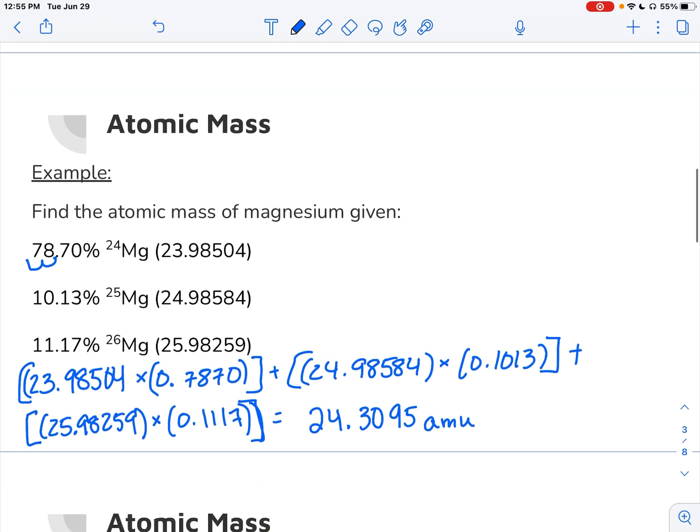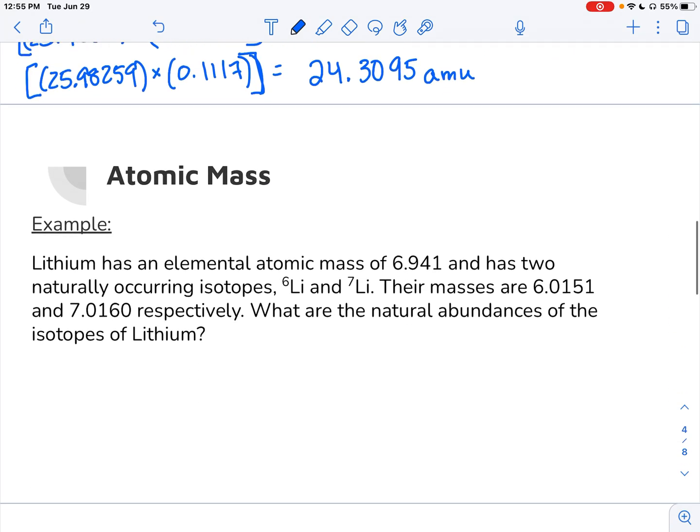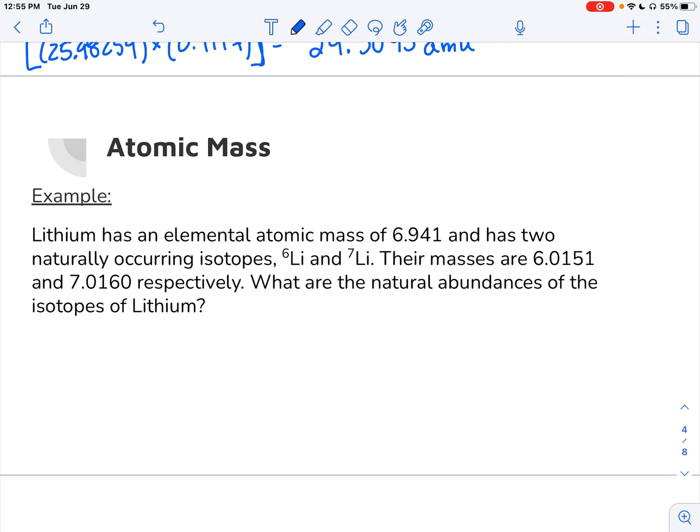The other way that this type of question might be asked is if you're given the atomic mass and you kind of have to work backwards. Okay, so in this question, you're given the final answer and you're given two isotopes. So we have lithium 6, which has the mass of 6.0151, lithium 7, which has the mass of 7.0160. So what you're looking for here is the percentages, okay?